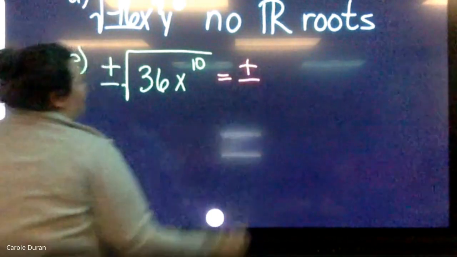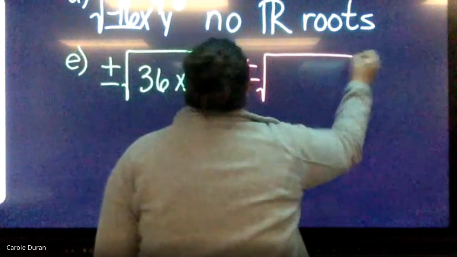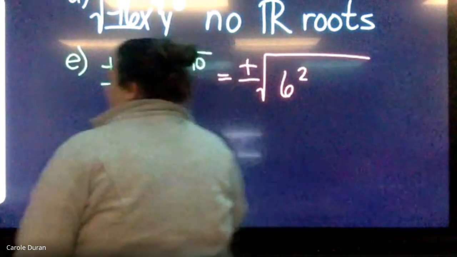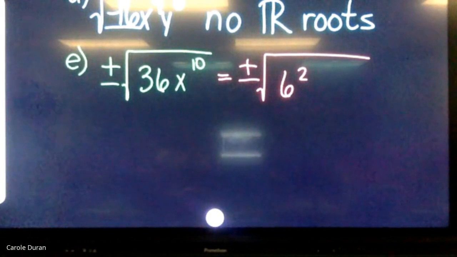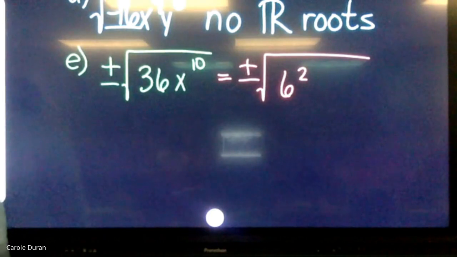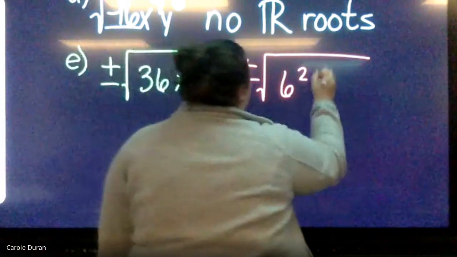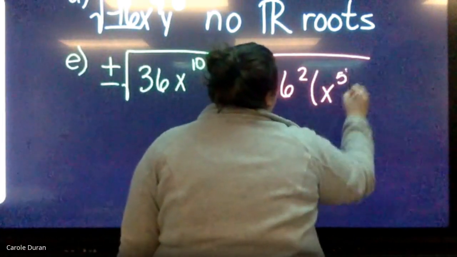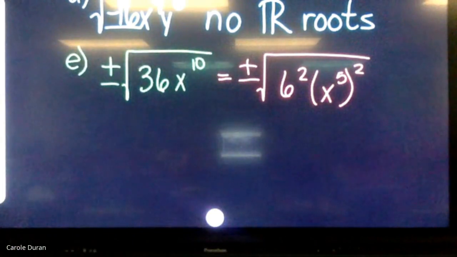I did the square root of 36. Got 6. So I rewrote 36 as 6 squared, right? Yeah. Okay, and then what? I rewrote x to the 10th as x to the 5th in parentheses with a squared out. So he recognized that 5 times 2 equals 10, so he rewrote x to the 10th as x to the 5th squared.